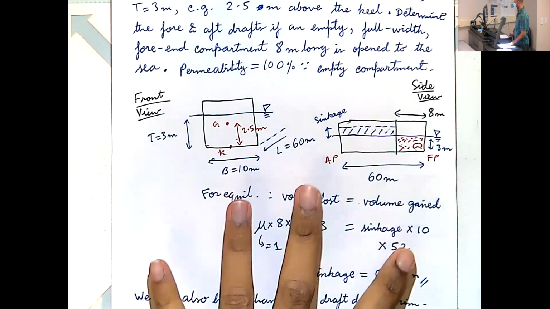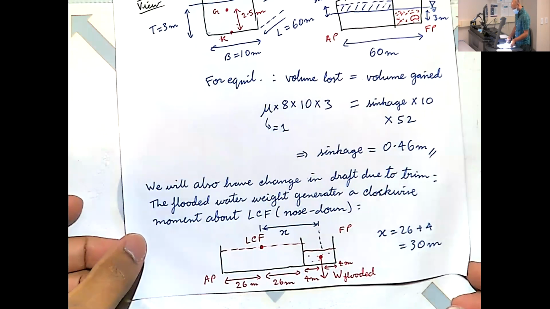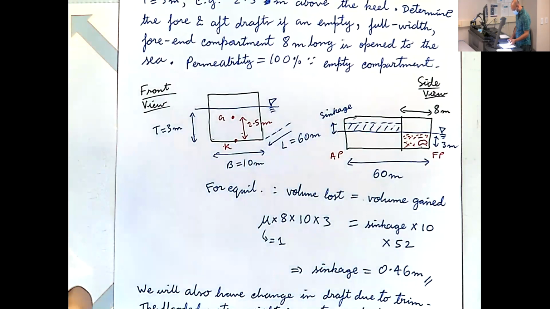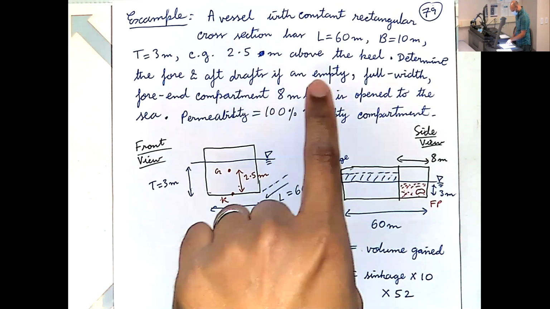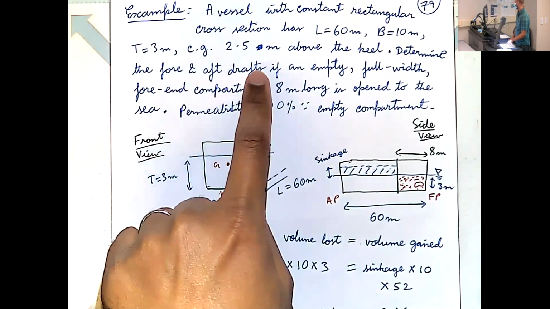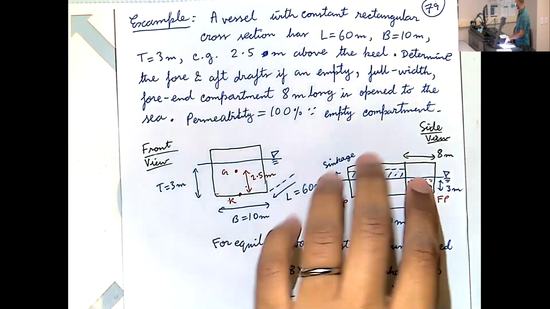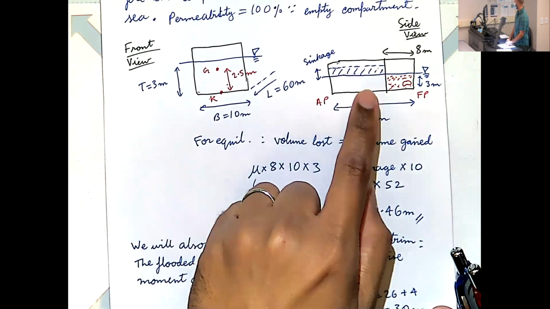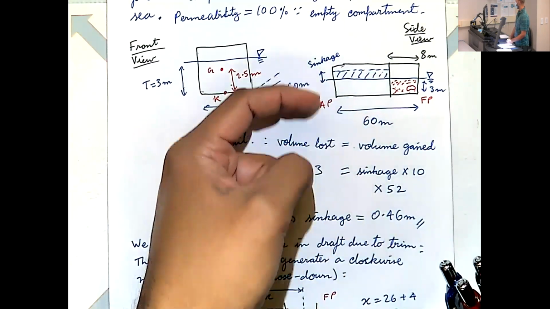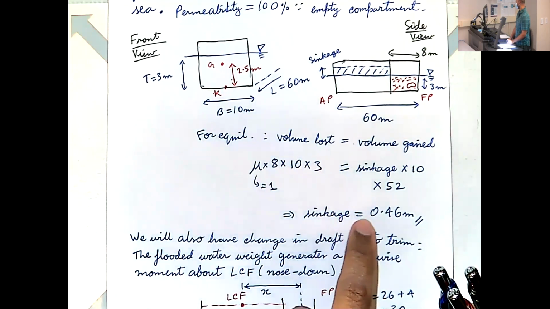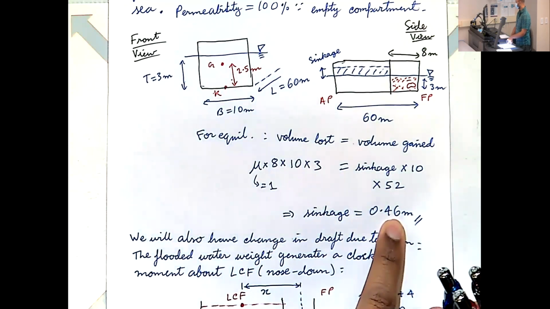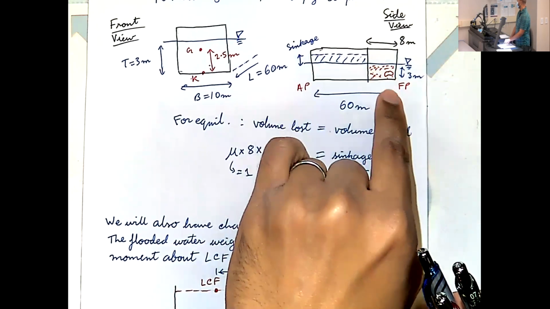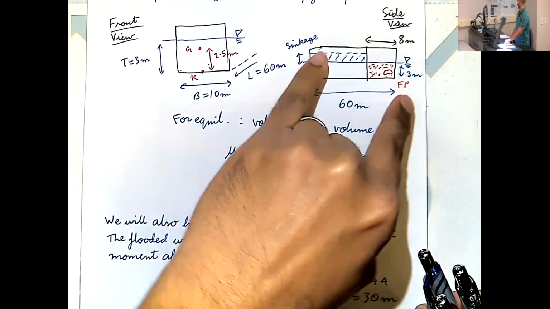And then we had to figure out, what's the final fore and aft drafts once it settles down with the hole? So we figured out, first, it will sink a bit more. How much will it sink? Roughly half a meter, 0.46. That's one change in draft. The other thing that'll happen is there's extra weight here, so nose down.